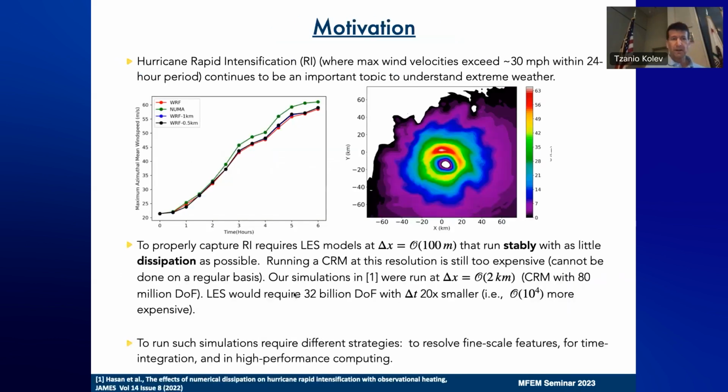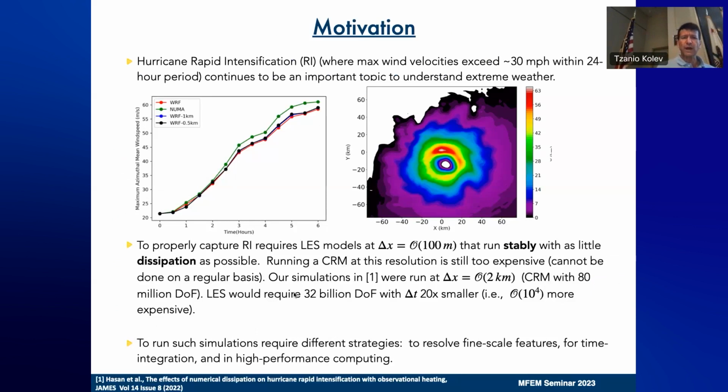There we go. Motivation. Now, let me tell you why we're doing this work. Hurricane rapid intensification is when the maximum wind velocities exceed about 30 miles per hour within the first 24-hour period. And this continues to be a very important topic in weather and climate for a variety of reasons, right? Dealing with extreme events is a big deal.